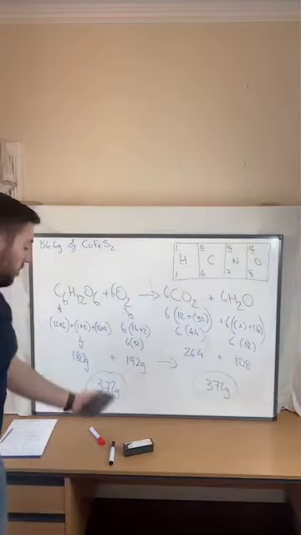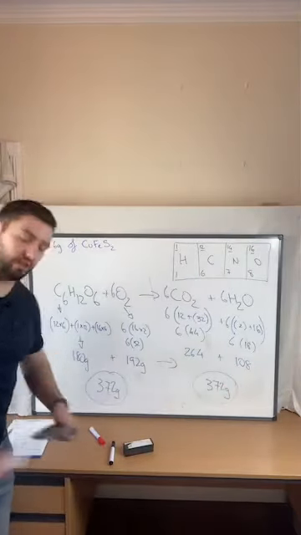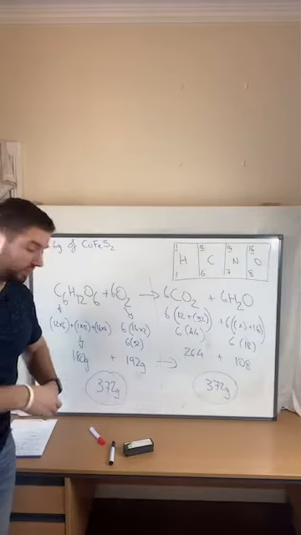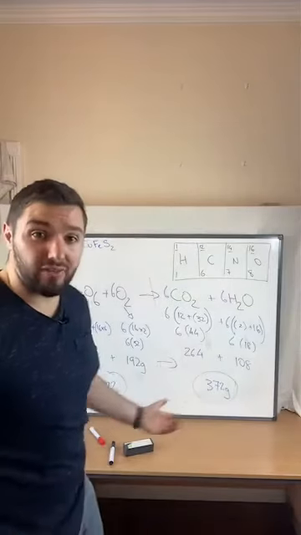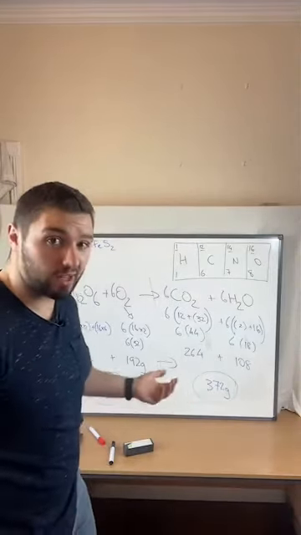Balanced. So we know that we have the same amount on the left and on the right. That's how we know we've conserved everything. It's how you can check if you've got the balancing of the equation correct as well.